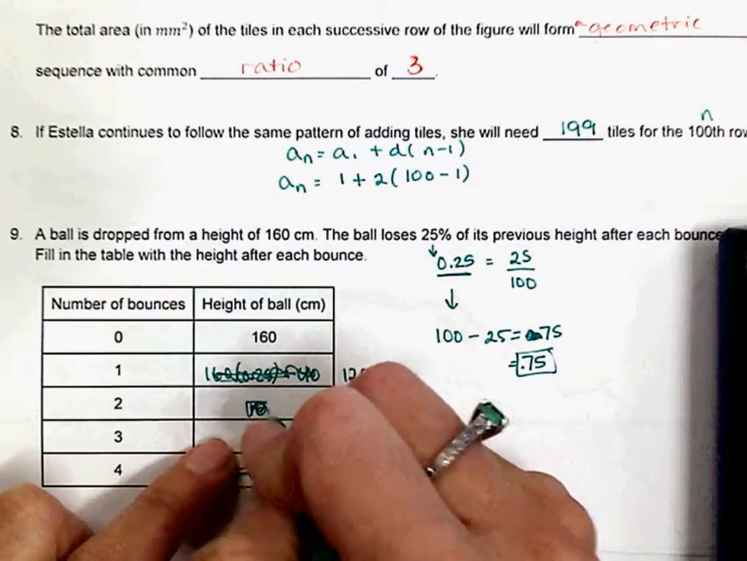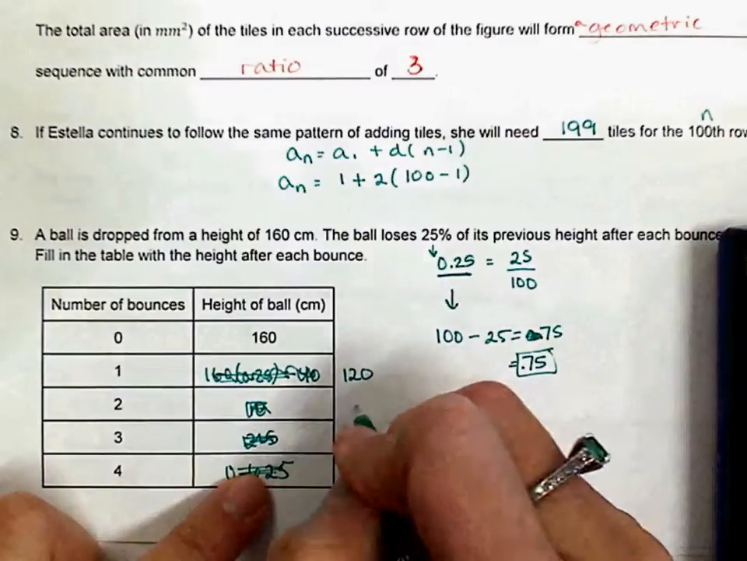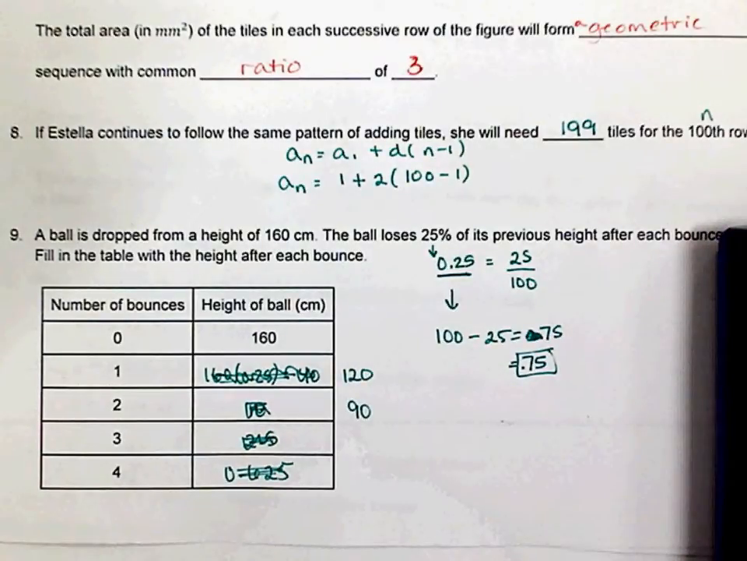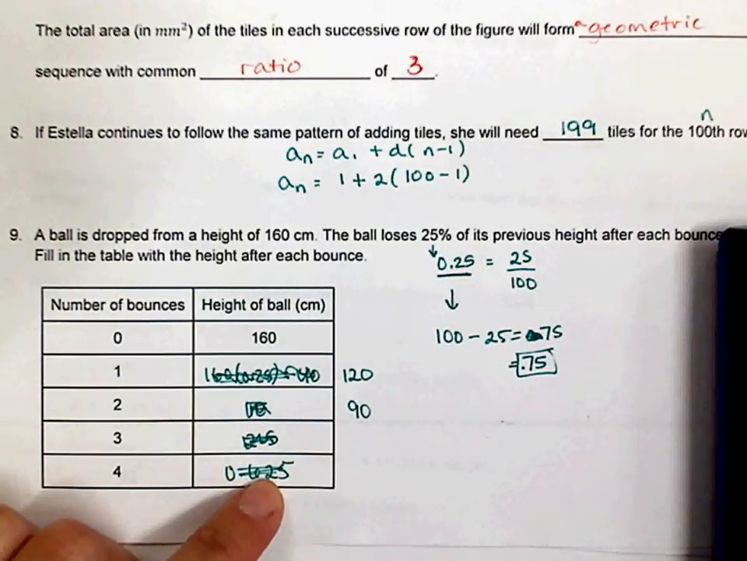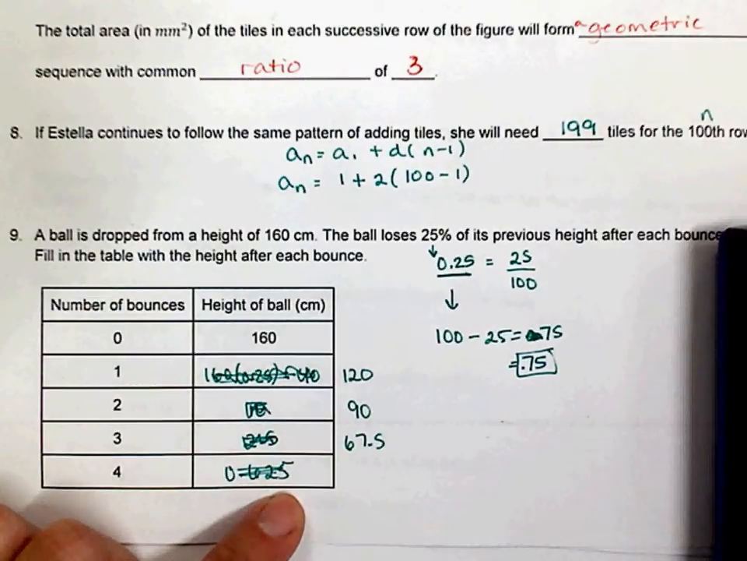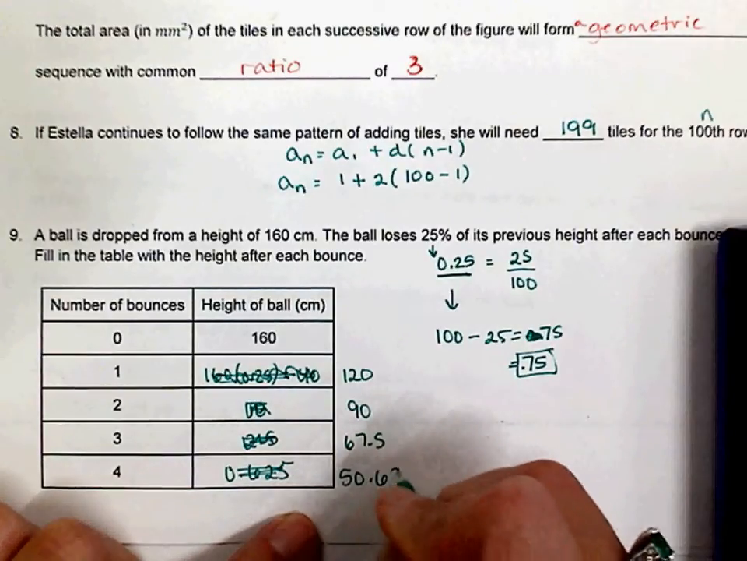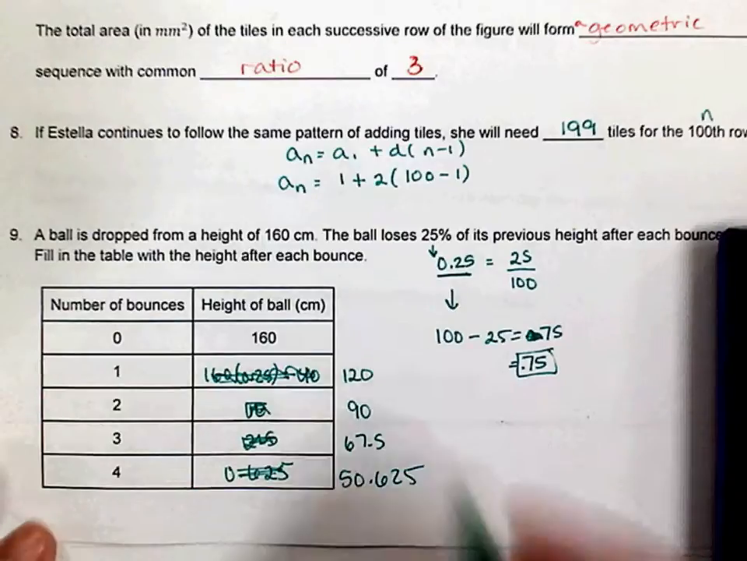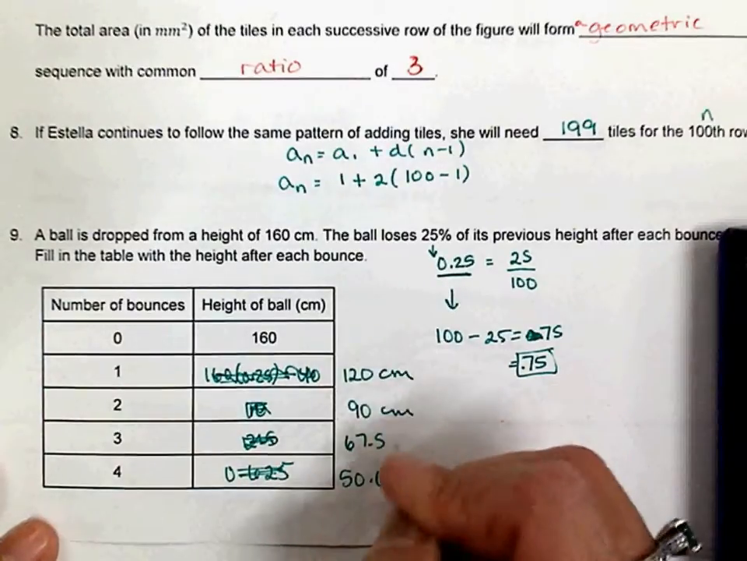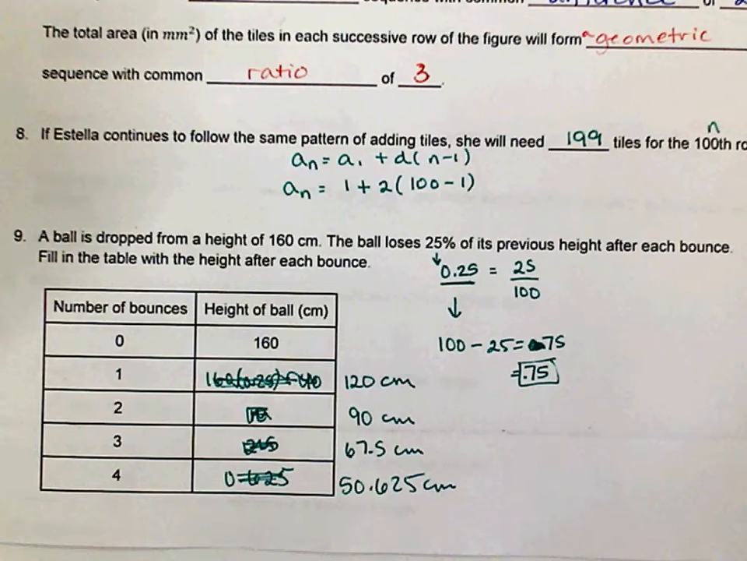120 times 0.75 gives you 90, because it's retaining 75% of its bounce. I thought backward. 67.5 times 0.75 is 50.625. My fault, sorry. And all of these would be centimeters, because I was thinking how much they lose, but not how much they still retain.